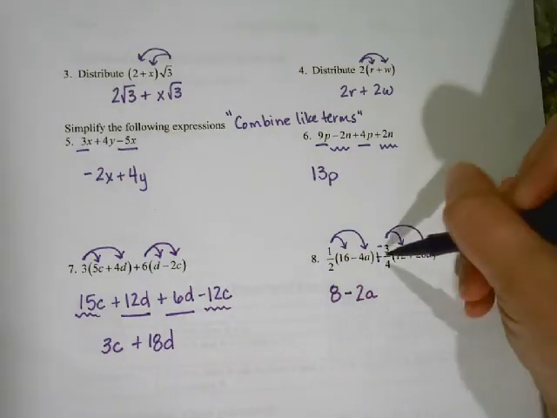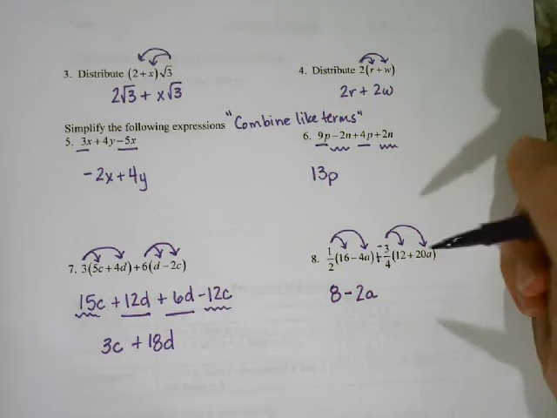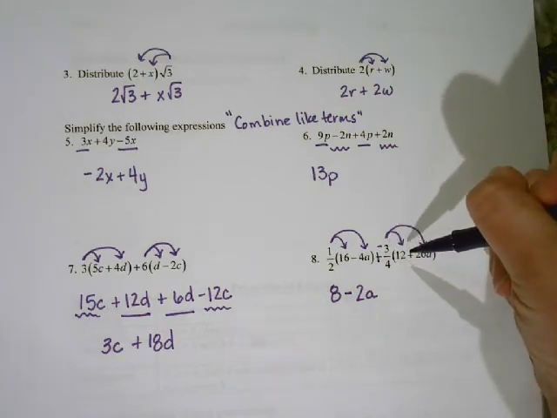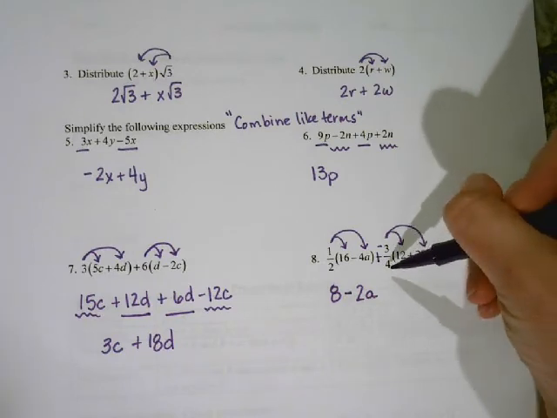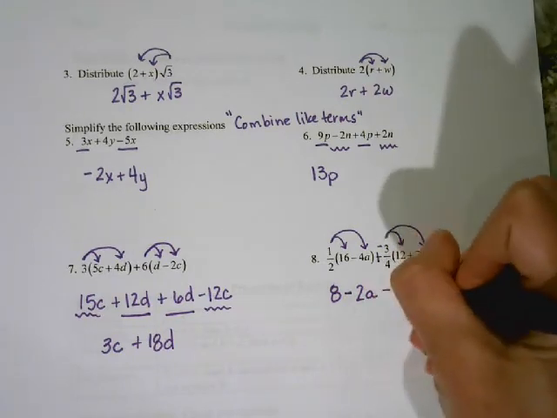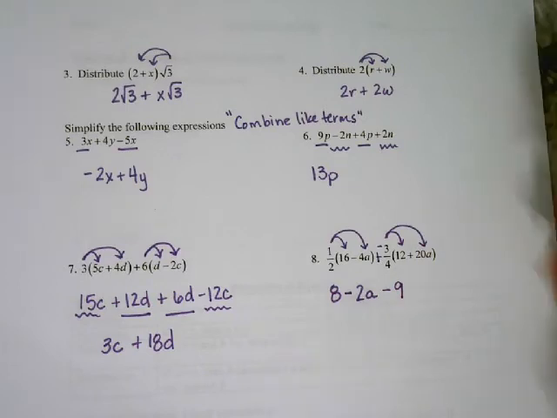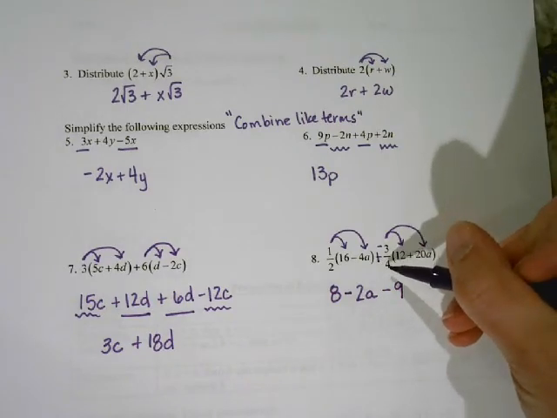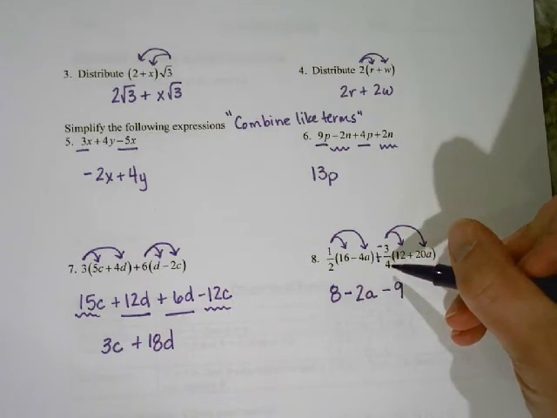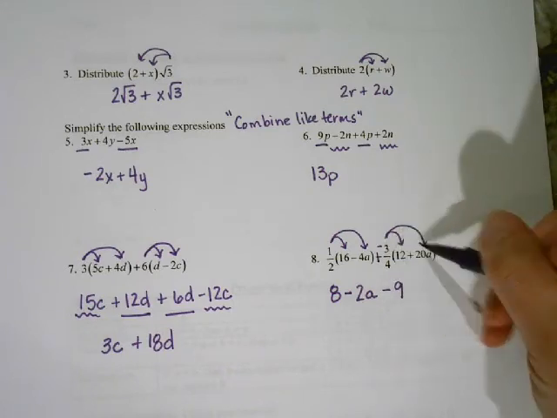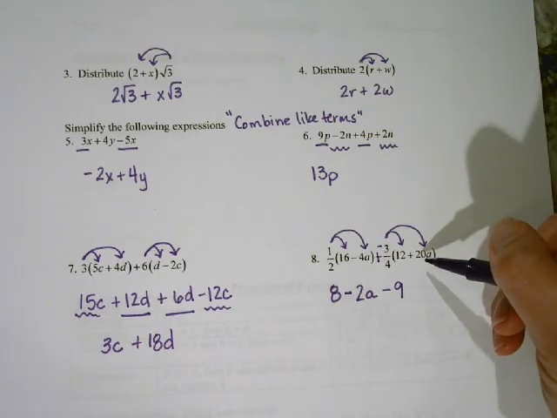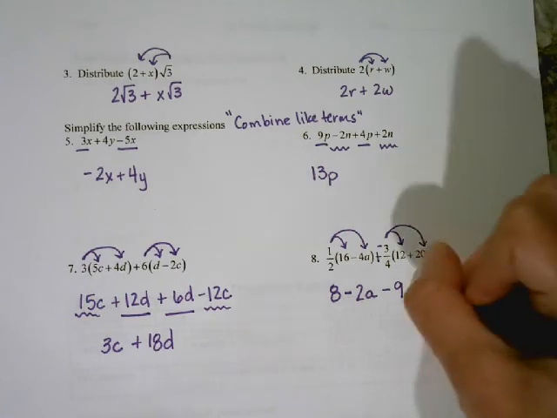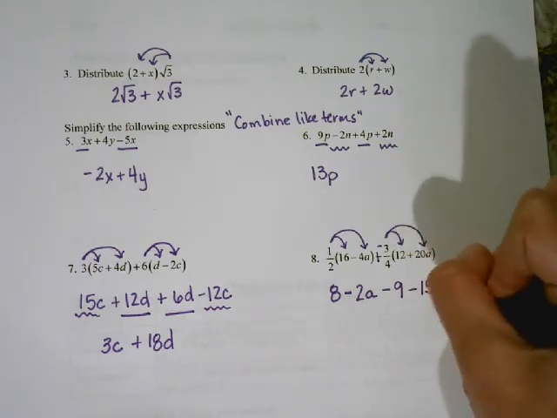All right, let's do it a step at a time. I know fractions aren't always our friends, but let's do it together. Negative 3 times 12 would be negative 36. Divided by 4 would be a negative 9. Okay, let's do it again. Negative 3 times 20 is negative 60. Negative 60 divided by 4 is negative 15. And we have an a with that guy.